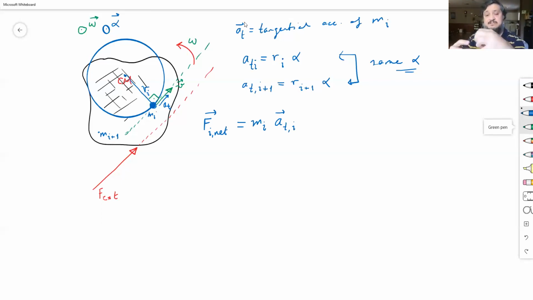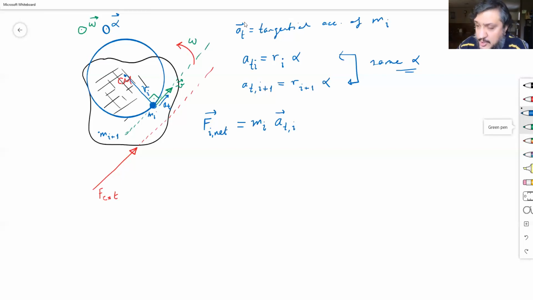Because the forces are from the neighboring Lego pieces. You can include them. If you add them up, it'll give you the vector sum of those forces, which we call the net force, okay? So because of that force, it is accelerating in that direction, okay? Now, in the case of rotation, though, on a different particle, you will have a different acceleration because of the radius difference, all right? So, that's F_i net.